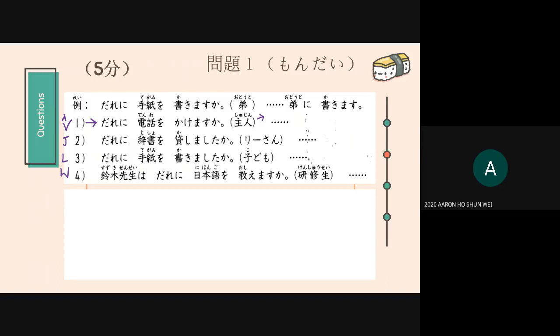Who do you call? Yeah, correct. Who do you call? So how do you answer? Yeah, the answer they give you is shujin. So how do you phrase it in the answer?